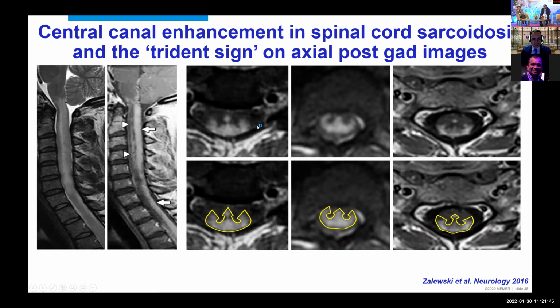So the trident sign, sometimes we see this central canal enhancement. This is also a marker of sarcoidosis, but the dorsal subpial is going to be more common and really the very useful finding. But if you see the trident, you want to think about sarcoidosis.